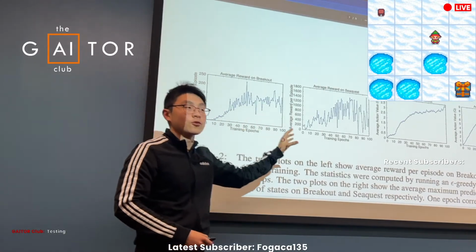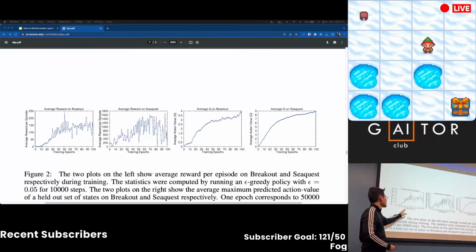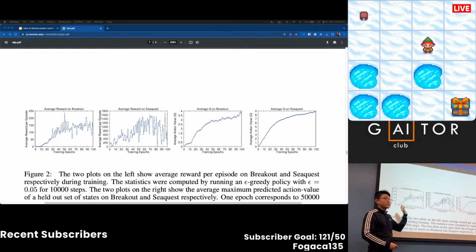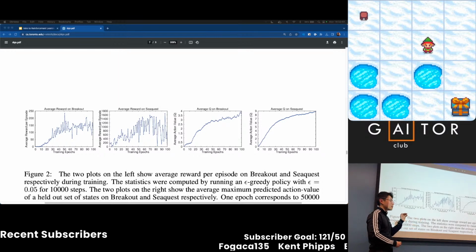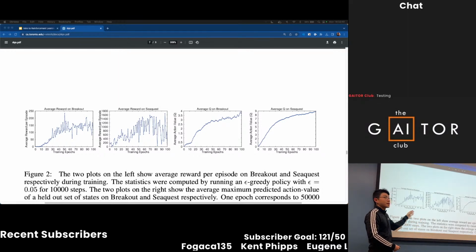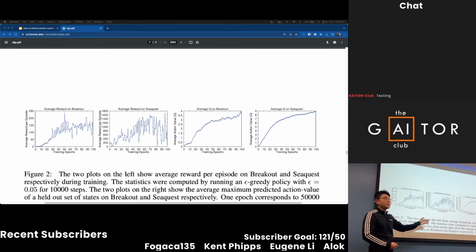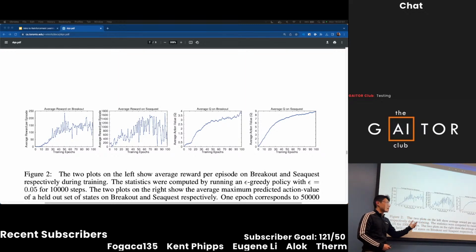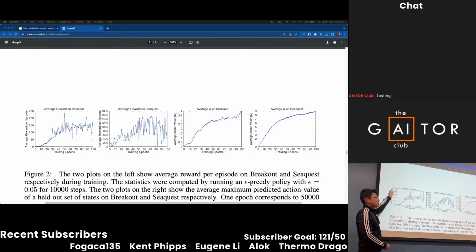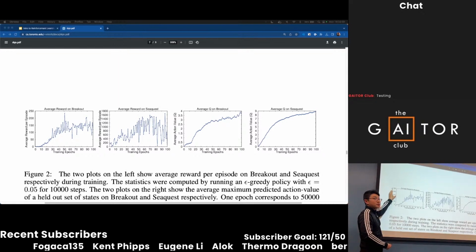This just shows you the performance of their model over time. This is the number of training epochs. An epoch is one iteration over the entire batch. It's essentially one iteration of the model that we take gradient descent on. And this is average reward per episode. So in any given episode, what is the reward?